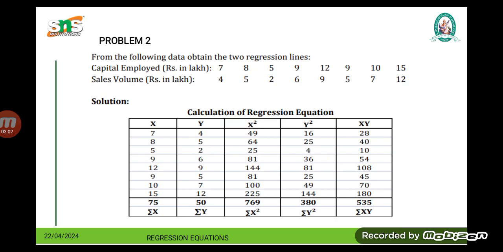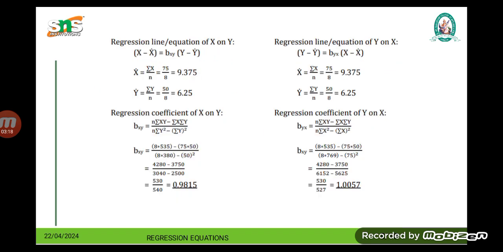My problem 2 is: from the following data, obtain two regression equations, that is y on x and x on y. So x and y values are given, and summation of x and summation of y will be calculated. Similarly, x square, y square and xy will be calculated by multiplying. Again, I am going to solve this using two formulas, regression equation y on x and x on y. The x on y formula is x minus x bar equal to bxy into y minus y bar, where y on x is y minus y bar equal to byx into x minus x bar.